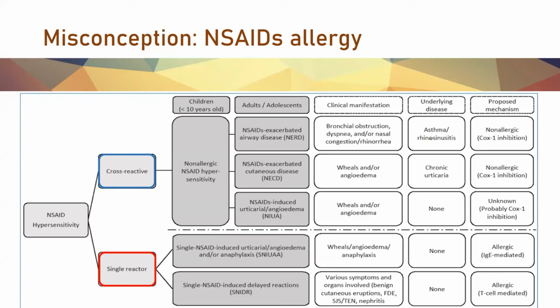Okay, so most of these have asthma or rhinosinusitis, or they have an exacerbation of their chronic cutaneous disease, most of them chronic urticaria and angioedema, or they can have a de novo appearance of urticaria and angioedema. So these are cross-reactors. So any kind of exposure to a COX-1 inhibitor can trigger this type of thing. The single reactor is thought to be IgE mediated, but it's much rarer and can cause the classic allergic manifestation of immediate or delayed type. Okay?